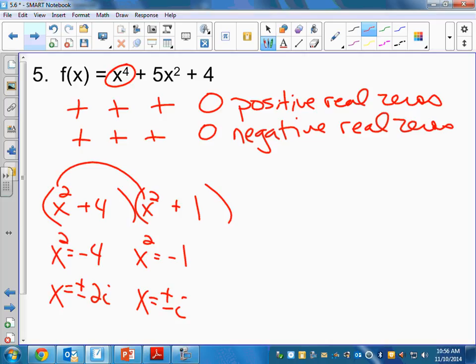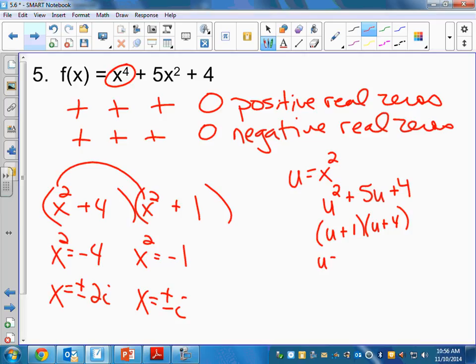If you wanted to, you could say that u equals x squared, and you could rewrite this as u squared plus 5u plus 4. Remember the u substitution from algebra 2? I find it extra work because you still have to factor this into u plus 1 and u plus 4. And you can say u equals negative 1 and u equals negative 4. But I don't care what u is, I care what x is. So you have to go back and plug in your x and say x squared equals negative 1, x squared equals negative 4, and you still get the same answers. Some people really like u. I can go without it.